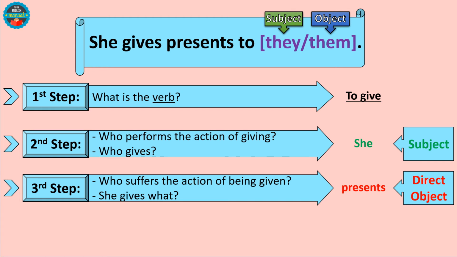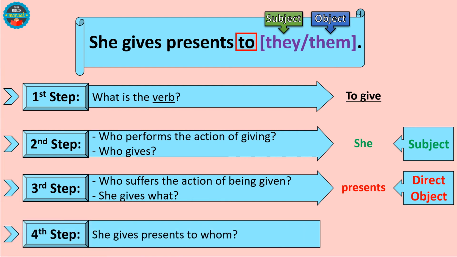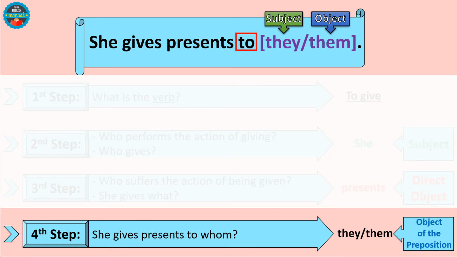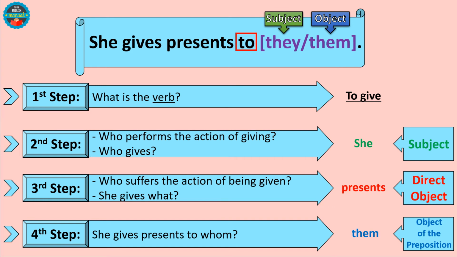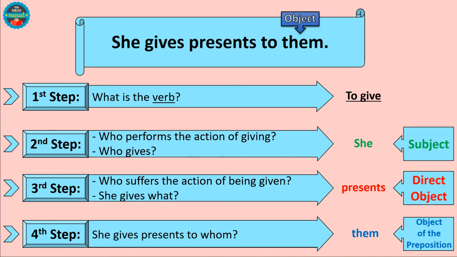But we still have the preposition to. We have to discover its object. So we ask, she gives presents to whom? Answer, they or them. So they or them is the object of the preposition to in the sentence. Therefore, instead of using the subject pronoun they, we have to use the object pronoun them. Hence, the correct sentence is, she gives presents to them.